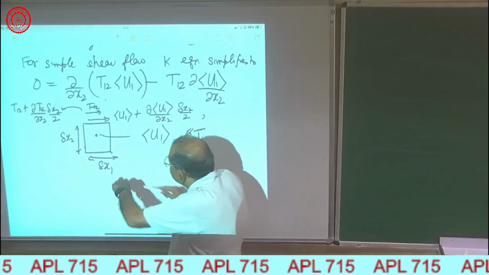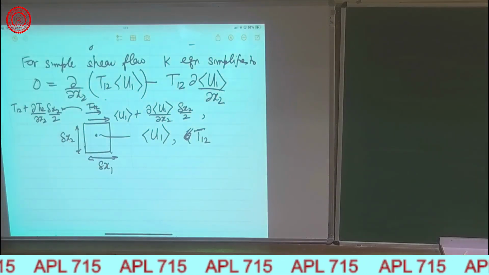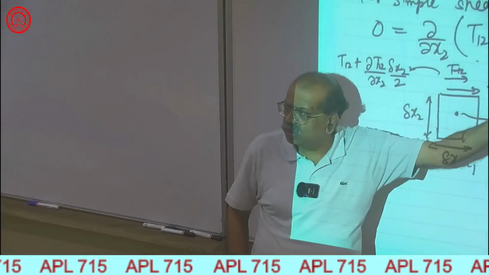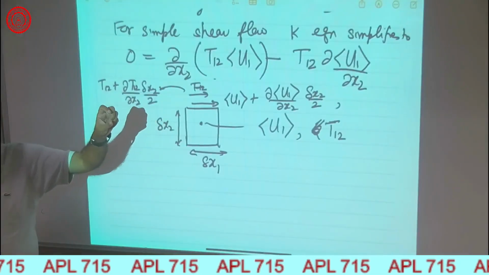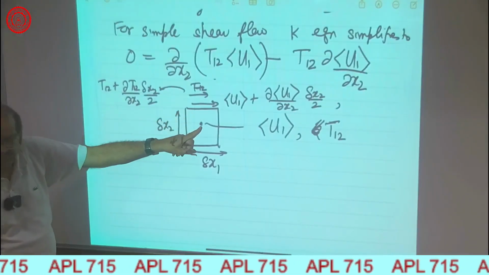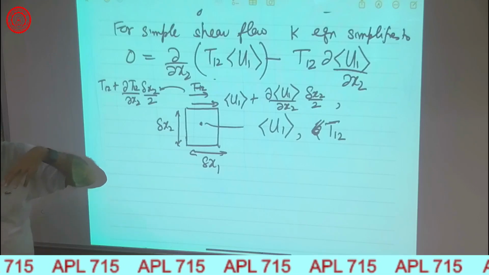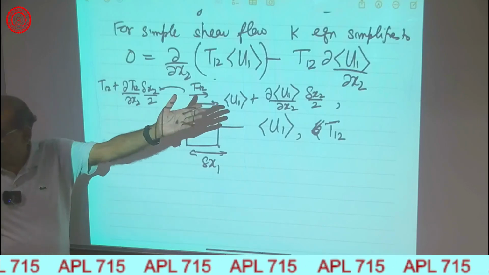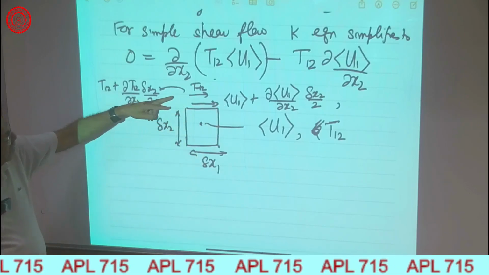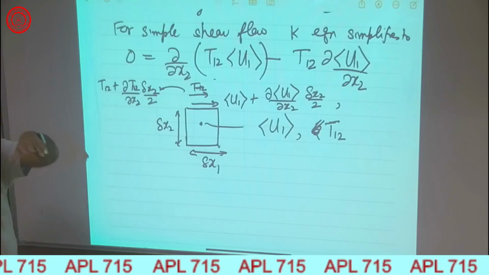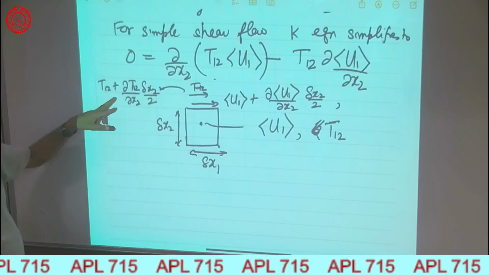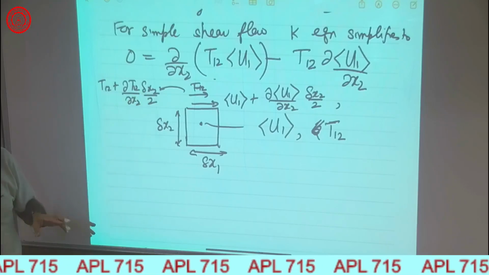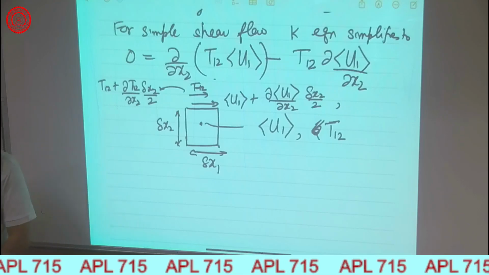So the u at the top face will be equal to u1 plus partial u1 by partial x2 delta x2 by 2, because I have taken u1 at the center. Had I started it from the bottom, then it will become the same thing without the 2. And similarly, t12, which is the shear stress on the top, will be t12 plus partial t12 by partial x2 delta x2 by 2. Now, what will these values be at the bottom face?